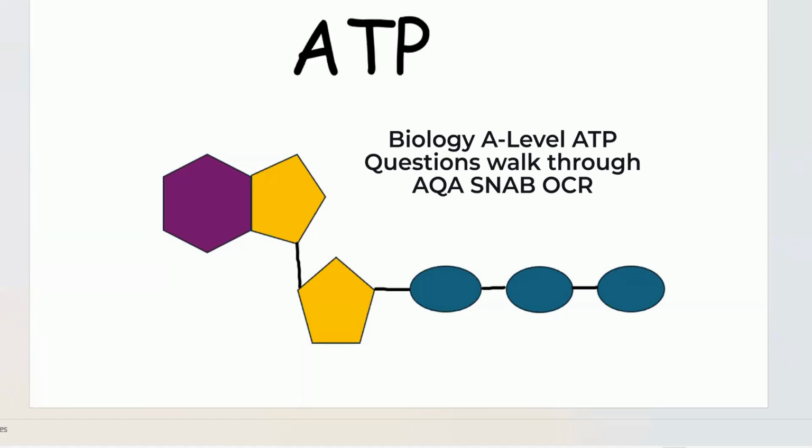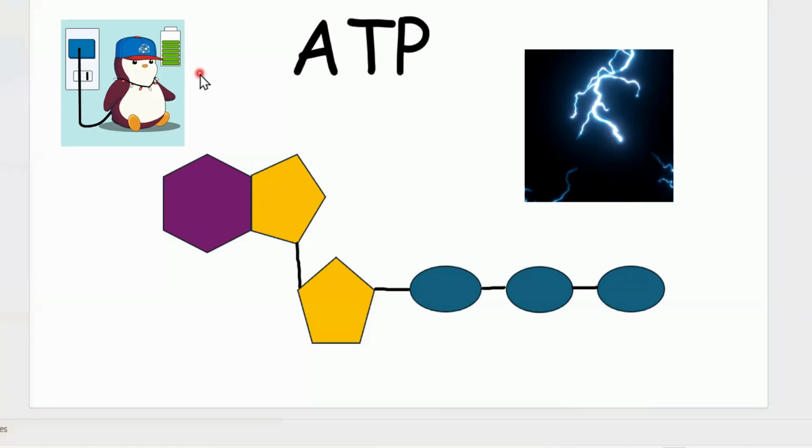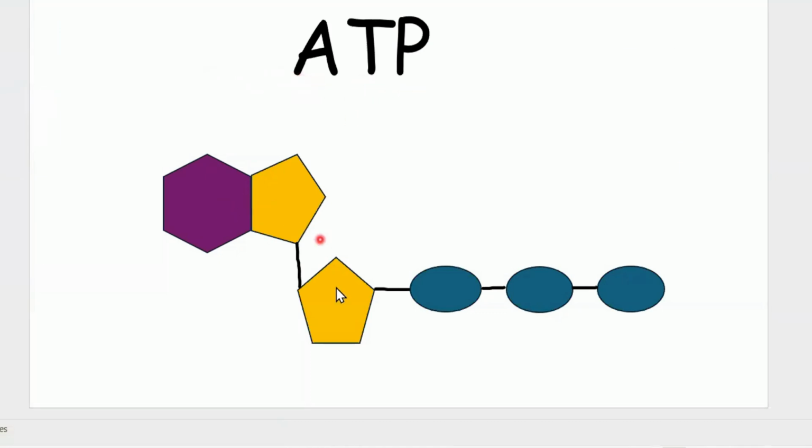We're looking at a Biology A-Level ATP question pack walkthrough for AQA, SNAB and OCR, and we're dealing with ATP today. That's today's topic. ATP, of course, adenosine triphosphate, is made up of a nitrogenous base called adenine, a ribose pentose sugar, and three serially bonded or covalently bonded phosphate molecules. Awesome. So let's get into the questions.